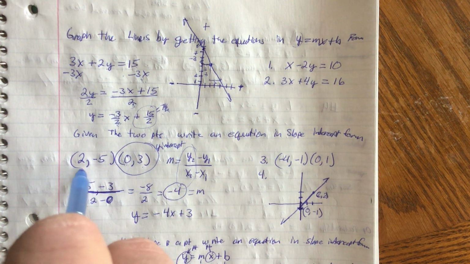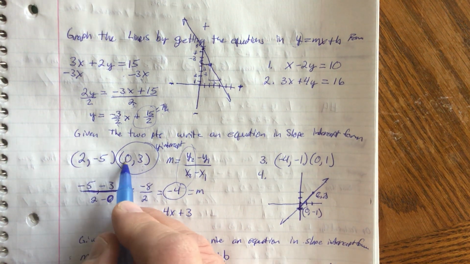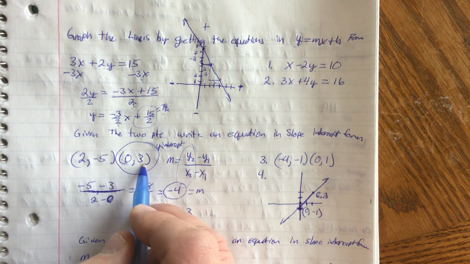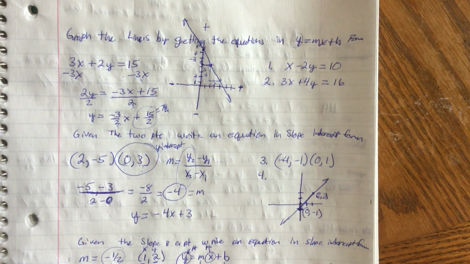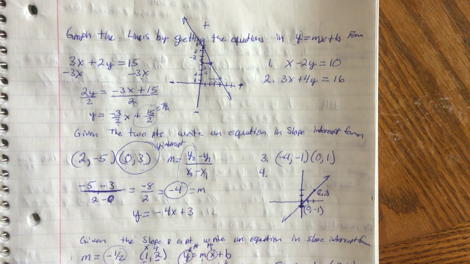So it's giving me 2 points, (2, -5) and (0, 3). Because it's giving me a 0, 3, I know the y-intercept is at 3. So that helps me a lot right off the bat. The next step is to find the slope. So if you have a y-intercept, you're in great shape. And then the next step would be to find the slope.